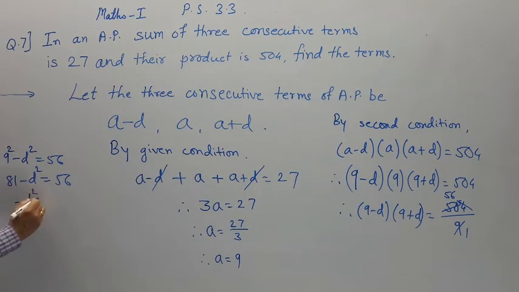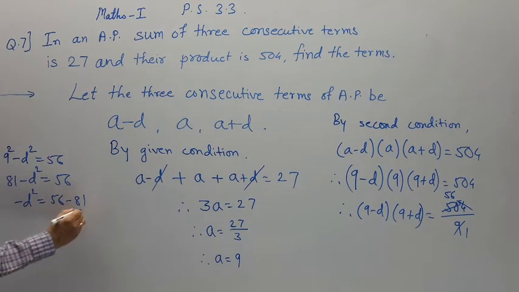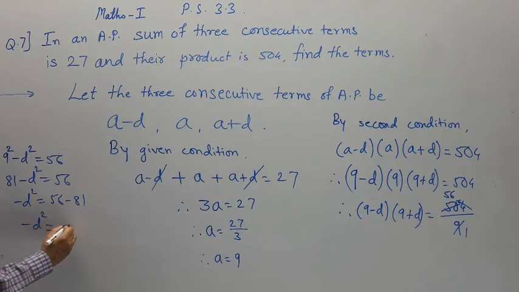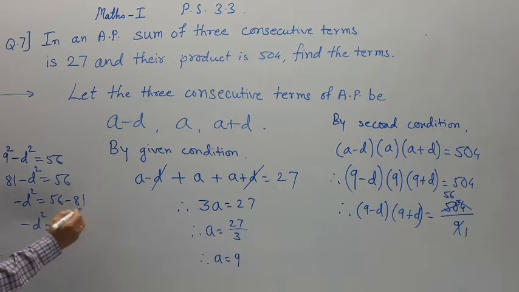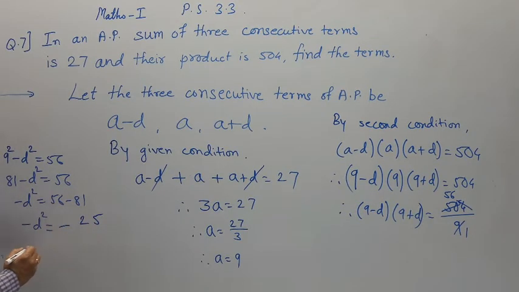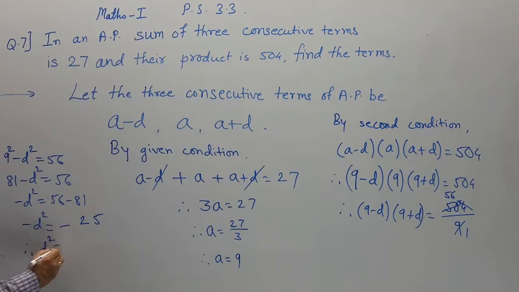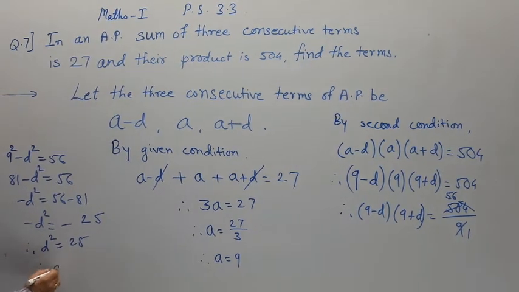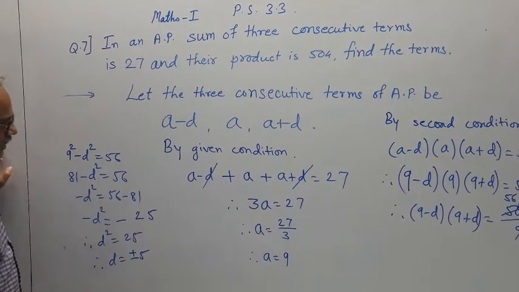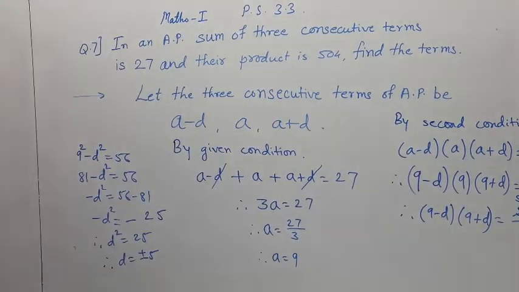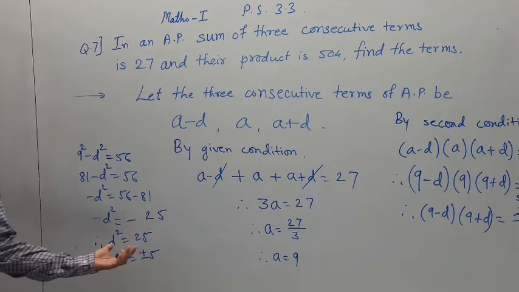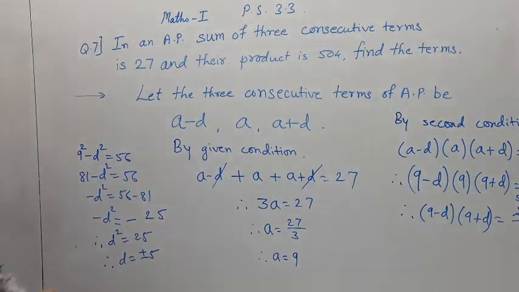Minus d square is 56 minus 81. Subtract the smaller number 56 from 81 and give the sign of the bigger number. 11 minus 6, 5. This becomes 7 minus 5, 2. Therefore, changing sign, d square is 25. d is equal to plus or minus 5. Now we have to write with plus 5 also and minus 5 also.